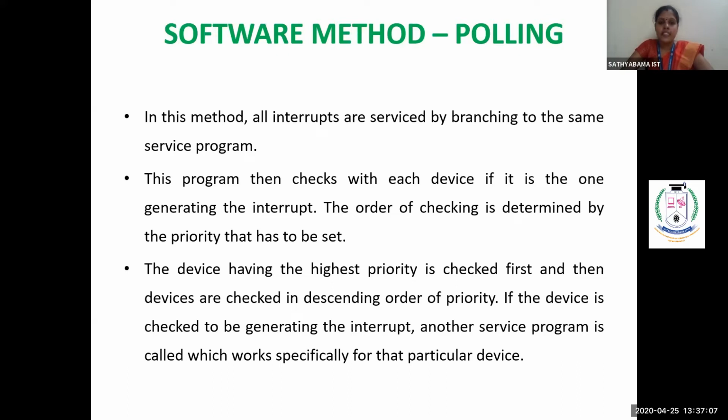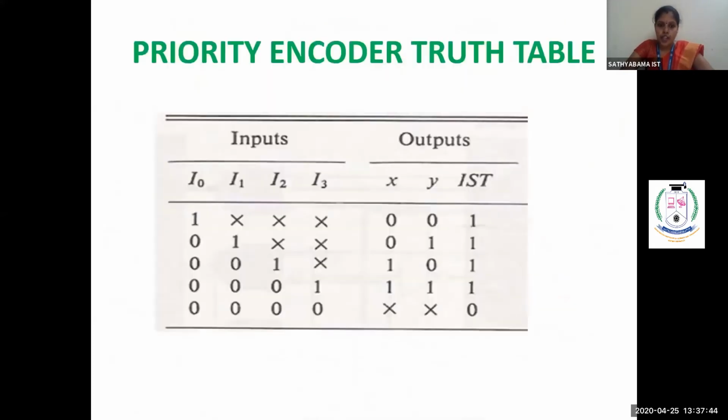In this method, all interrupts are serviced by branching to the same service program. This program then checks each device to see if it is the one generating the interrupt. The order of checking is determined by the priority that has been set. The device having the highest priority is checked first, and then devices are checked in descending order of priority. If a device is found to be generating the interrupt, another service program is called, which works specifically for that particular device. Now we have studied what is meant by interrupt and priority interrupt.